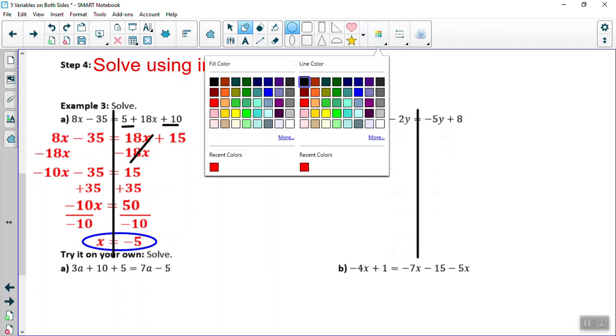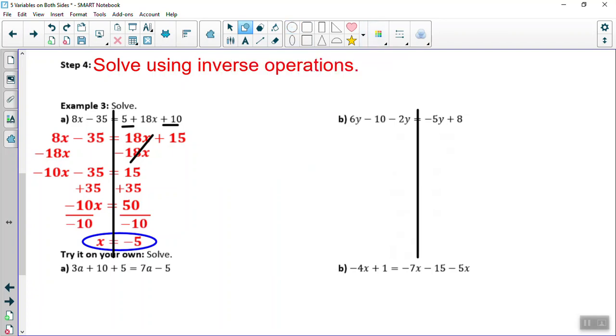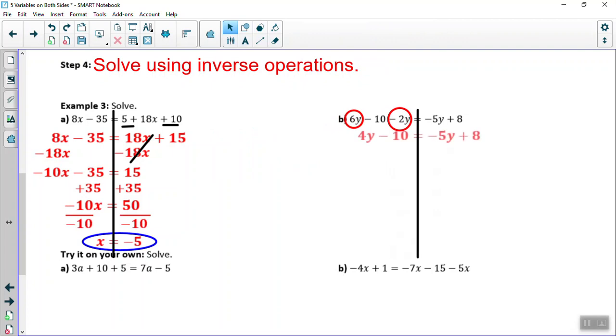So if I think about it in terms of those variables, I've got this 6y and then this negative 2y. Those are the ones that I have to put together. So 6y minus 2y is going to give me 4y. So now I have 4y, brought down my minus 10, equals negative 5y plus 8.